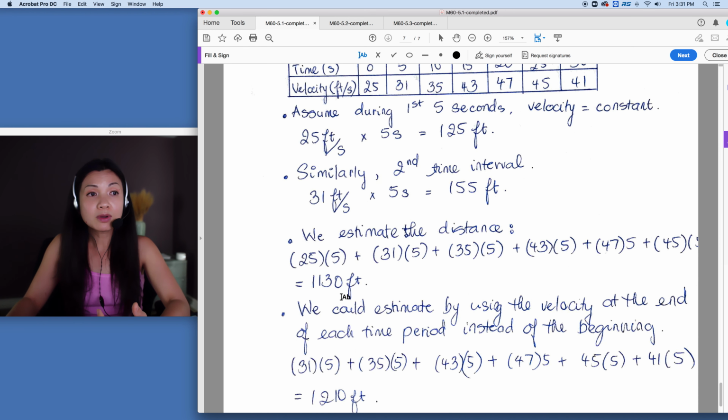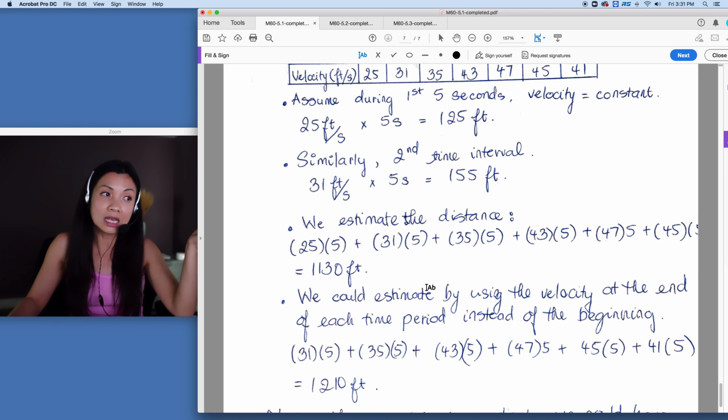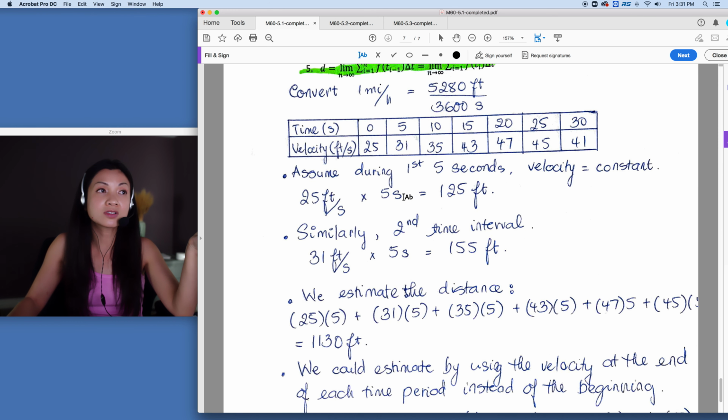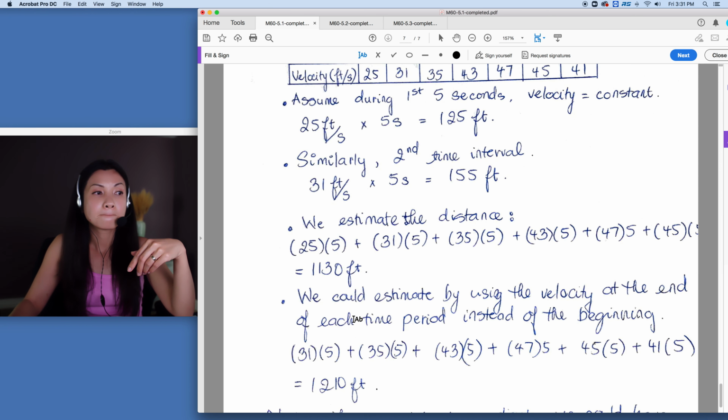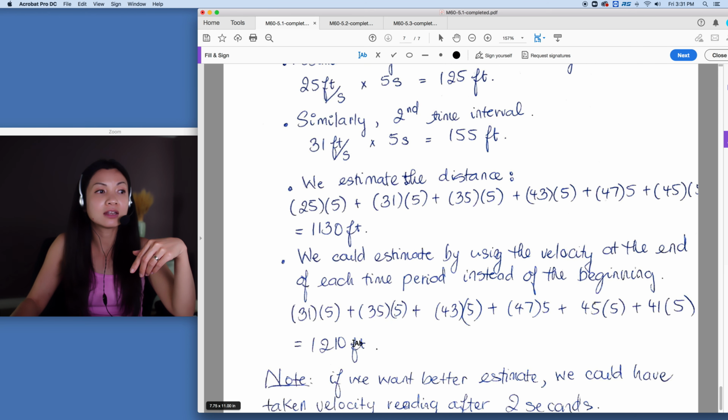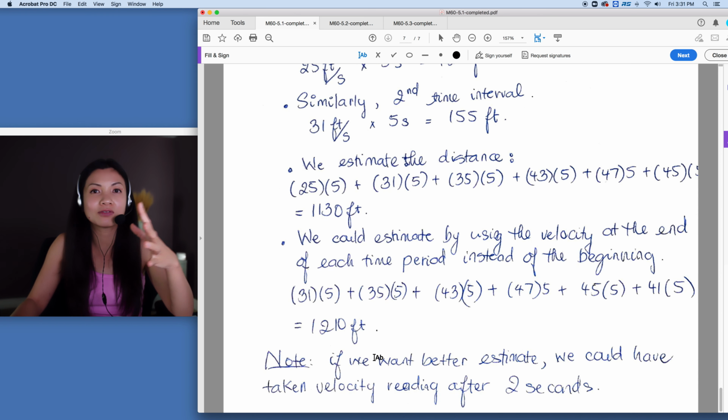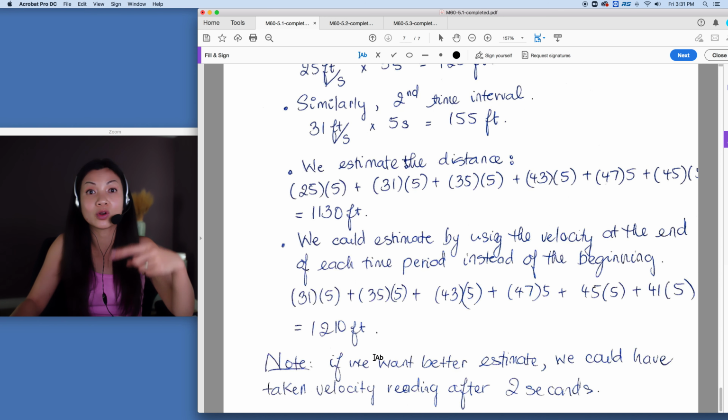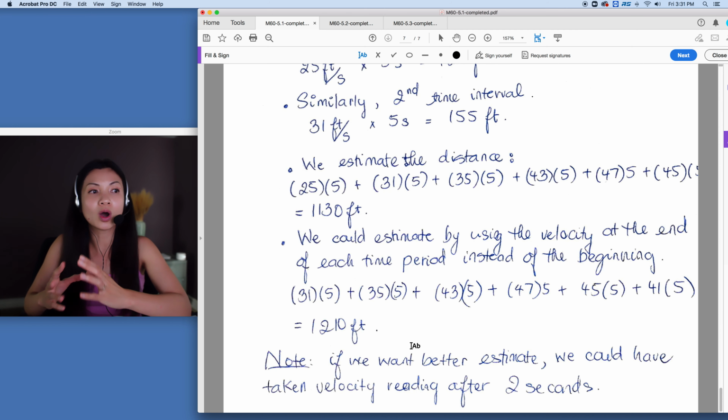We could estimate by using the velocity at the end of each time period instead of the beginning. So instead of starting at 25, I can start at 31 right here, and you see that the estimate is going to change. Now, if we want a better estimate, of course, instead of taking the velocity after 5 seconds, we could take it after 2 seconds or even 1 second. That's going to be better if we want a better estimate.